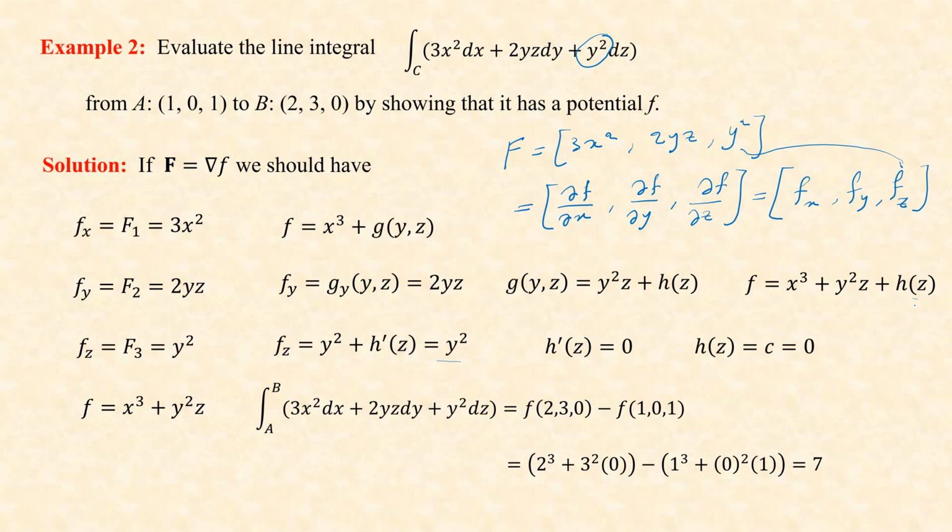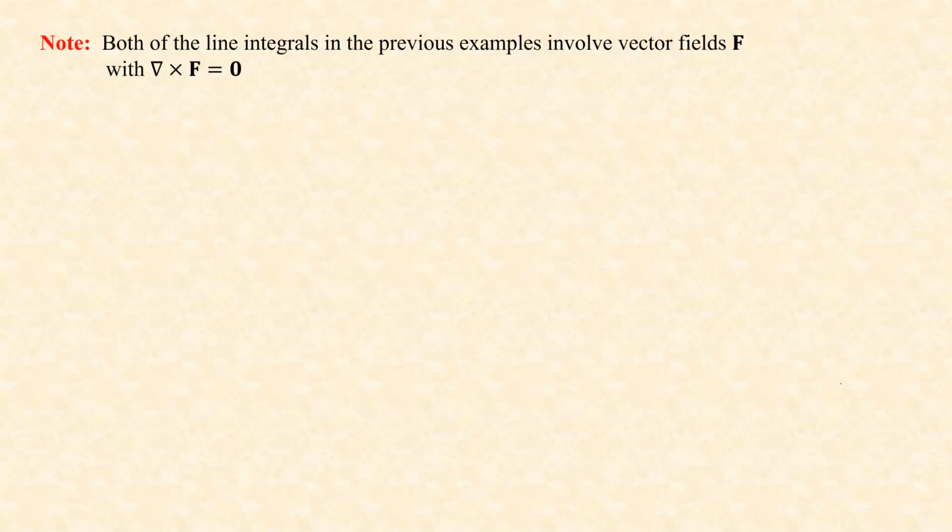So the whole thing is to find this f, but we realize that this h can be 0. Anyhow, let's move on. Notice that both line integrals in the previous examples have curl equal to 0. See, this was the first one.